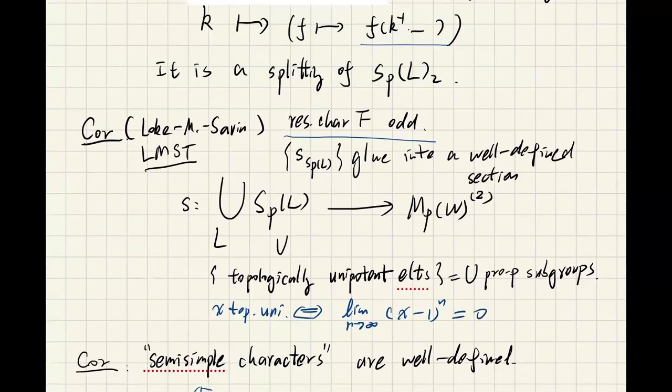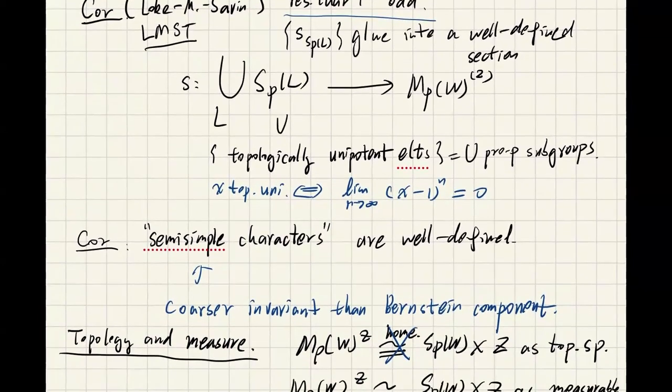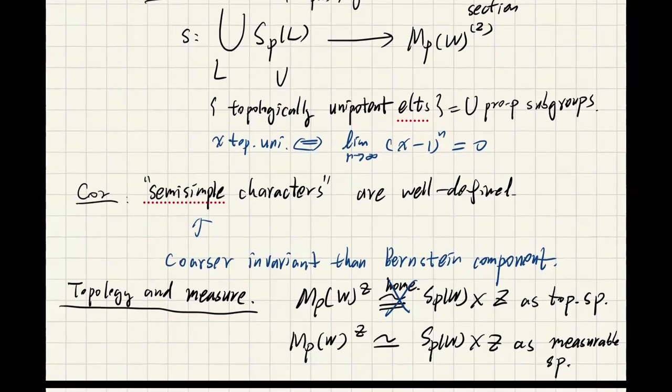Okay, so if you happen to know the theory of semi-simple characters, or know a little bit about the construction of positive depth supercuspidal representations, then you will know that there's something called a minimal K-type, and a refinement of a minimal K-type is called a semi-simple character. In this case, because of this canonical splitting, you can define semi-simple characters in a canonical way. This is topologically unipotent; it can be semi-simple.